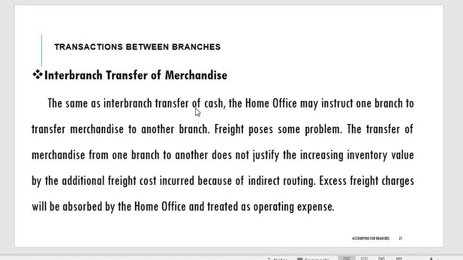indirect routing. Kasi if it should have shipped directly to the branch, may instance na mas maliit yung freight. So, say for example, yung home office is Tagum, ang branches is Maco and Mabini. So, first, nag-ship siya ng merchandise sa Maco, and ini-instruct niya si Maco na, "Hoy, Maco, mag-transfer ka ng goods sa Mabini." Kasi yung goods, may freight to Maco, and then mag-freight naman from Maco to Mabini. So, if it was shipped directly from Tagum to Mabini, you could have a lesser freight. So, that excess freight charges will be absorbed by the home office and treated as an operating expense.